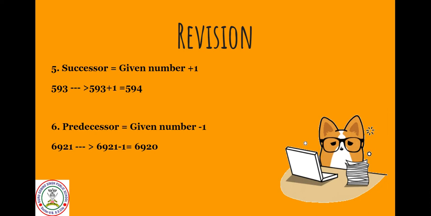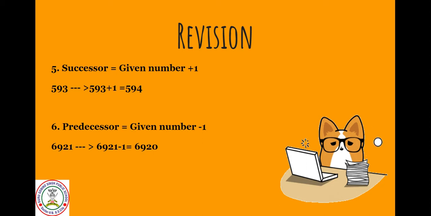Now we start successor. The number which comes immediately after a particular number is called the successor. These successors are obtained by adding 1 to a number. Hence, the successor of 0 is 1 and the successor of 1 is 2. The successor of 593 is 593 plus 1, that is 594.